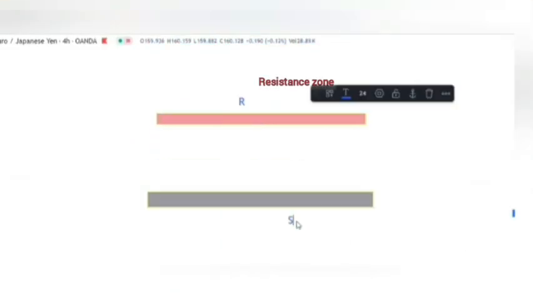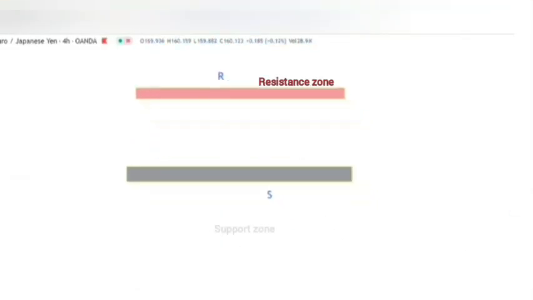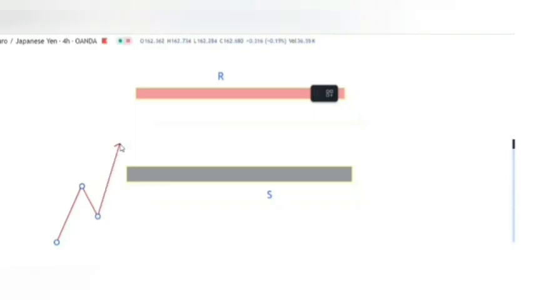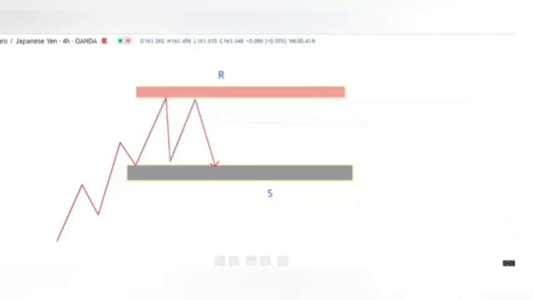Let's say that is our support. And then you have this movement to the upside. Let's say previously the market was moving like this to the upside, and then you have the price reach this point and start consolidating for some time, moving sideways.